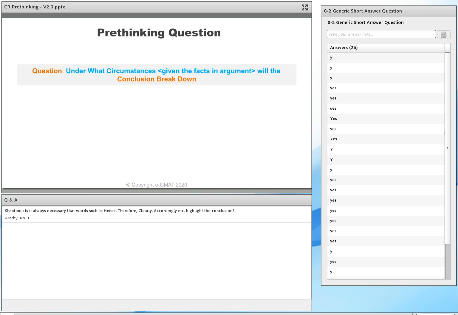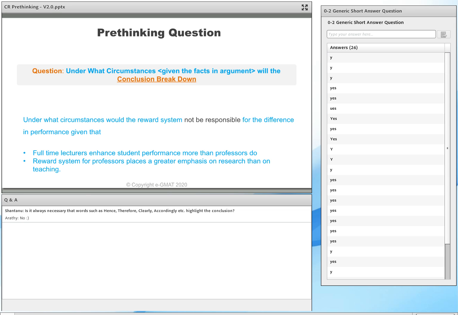So with that, let's ask the pre-thinking question. It says, under what circumstances, given the facts and the argument, will my conclusion break down? When you translate that pre-thinking question into the information that this argument says, my conclusion breaking down means that the reward system is not responsible. So the way you'd say it is, under what circumstances would the reward system not be responsible?